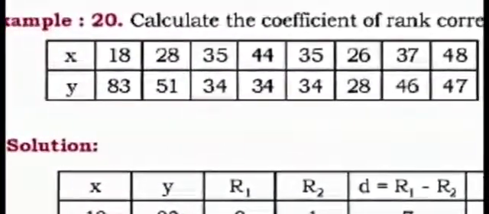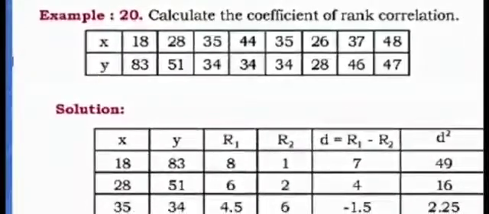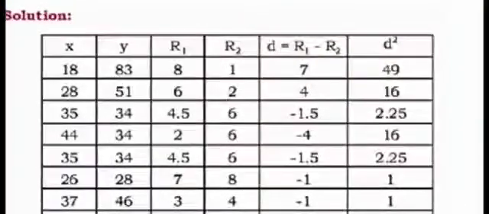Same thing it is. You can solve it as a homework or jot it down and write it. Calculate the coefficient of rank correlation. Simply X and Y is given to you all. The values are there. And then we put it in the form of a table, that is X, Y, R1, R2. R1 and R2 is nothing but the rank 1 and rank 2. R1 is rank for the X values.